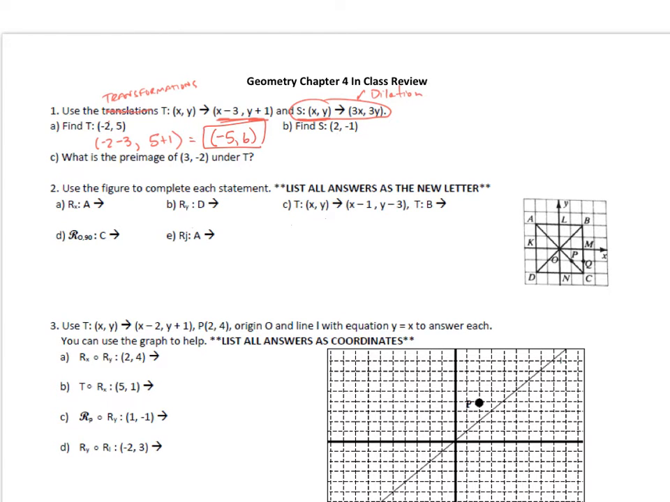For the next one, same thing. Put in the x and put in the y. So this new point ends up being 6, negative 3.